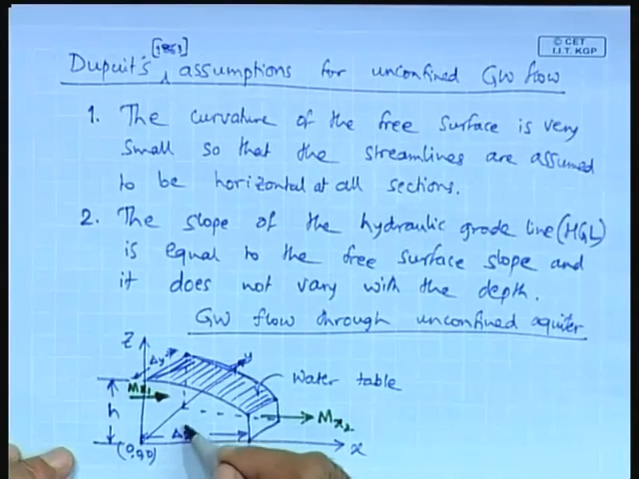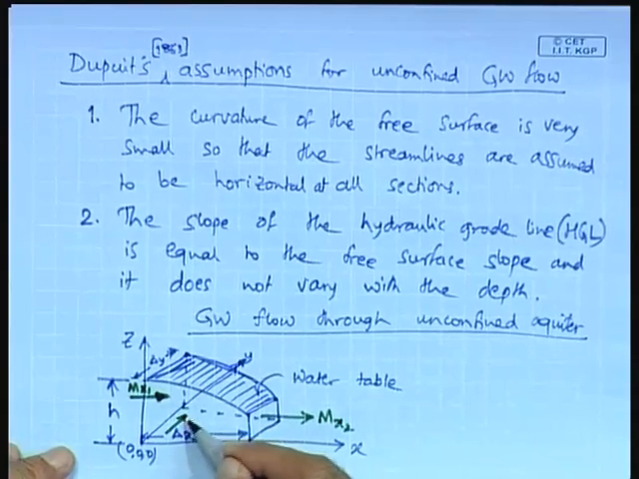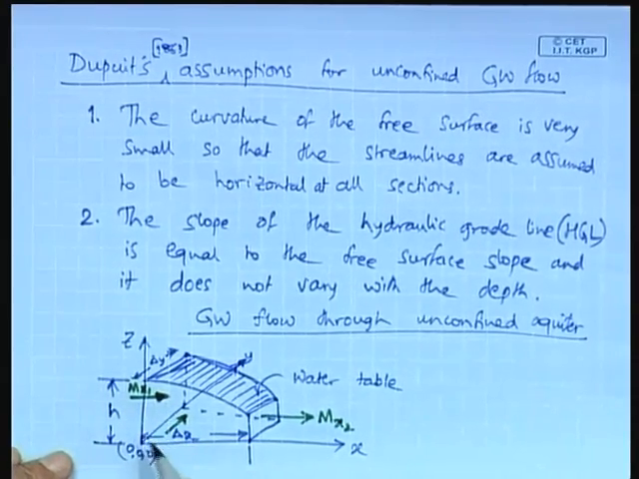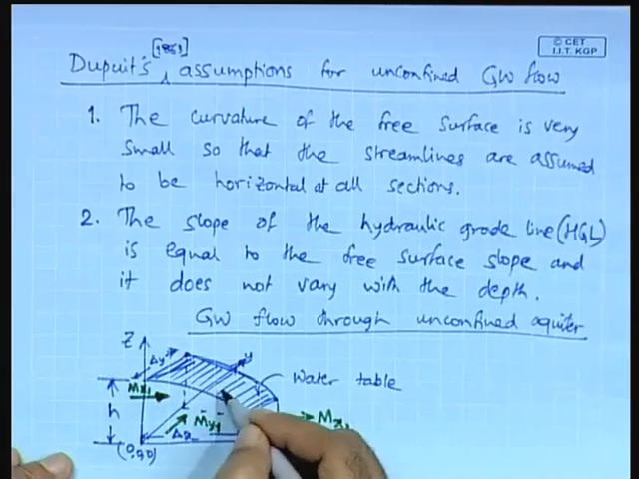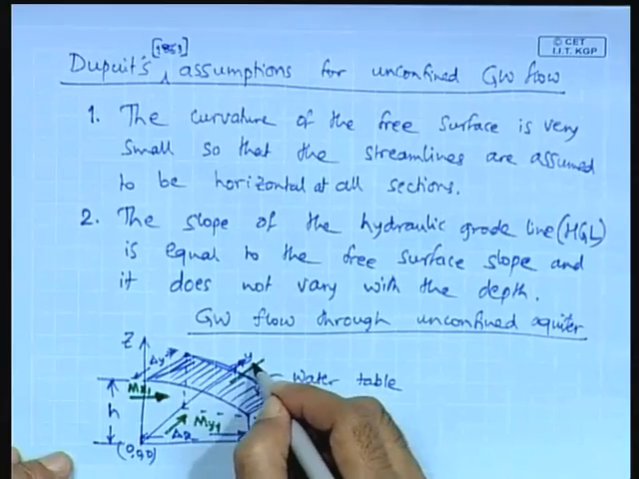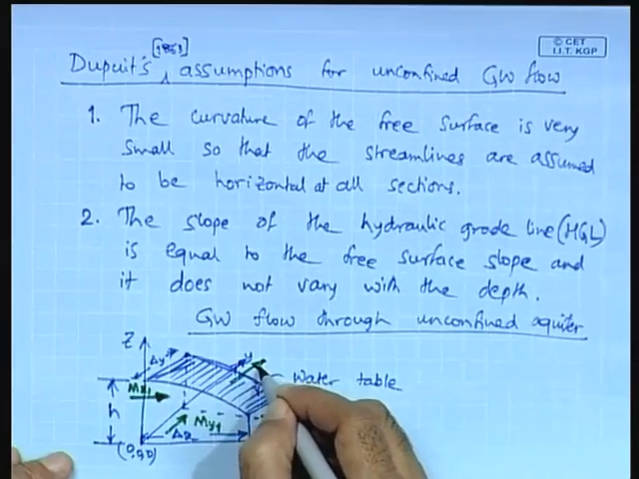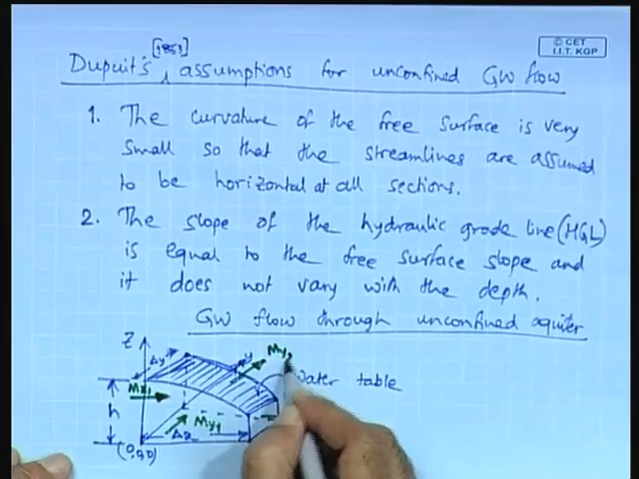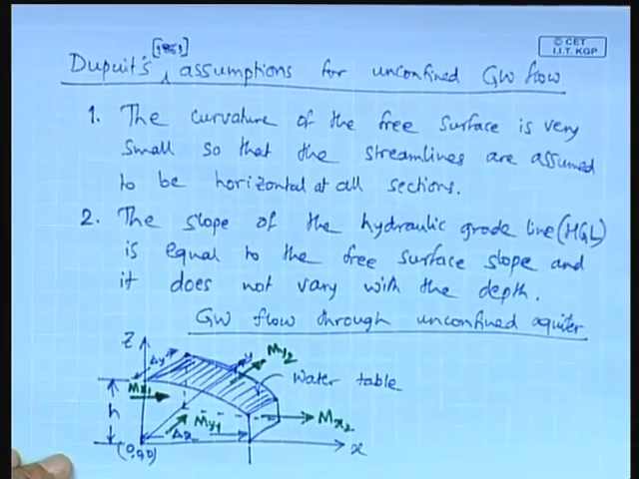Similarly, the groundwater inflow in the y direction, let us take this to be my1, and the groundwater outflow through the other face in the y direction, let us take this to be my2. And this is the water table.